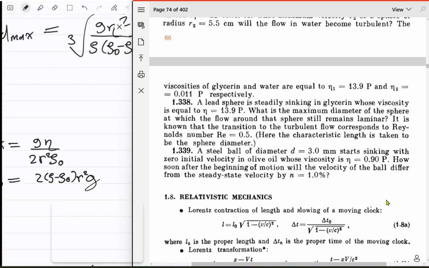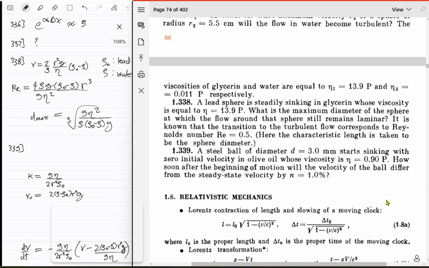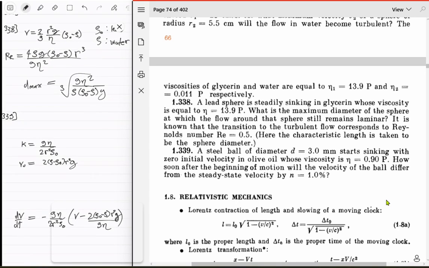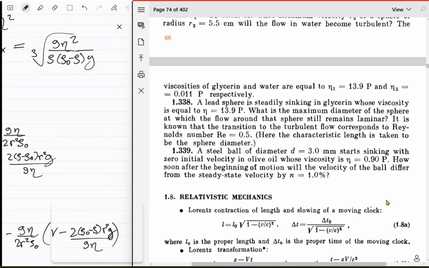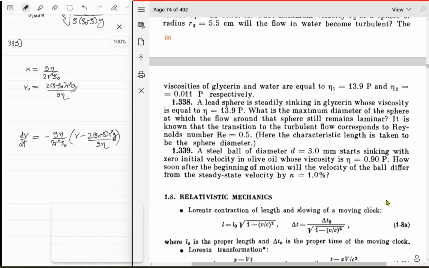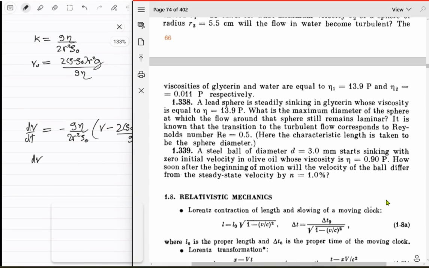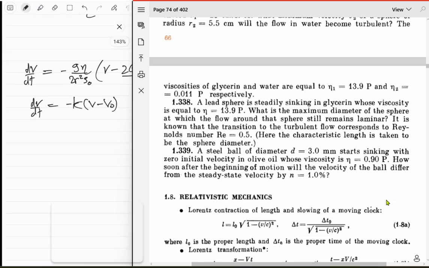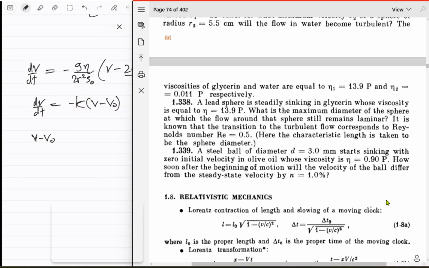Okay, what was the V naught that we got previously? Yeah, the same stuff: V naught is mg upon 9 eta. So then this just becomes dV upon dt is equal to negative k times V minus V naught. Then the differential equation just has this answer. Whatever, just do it a proper way actually.